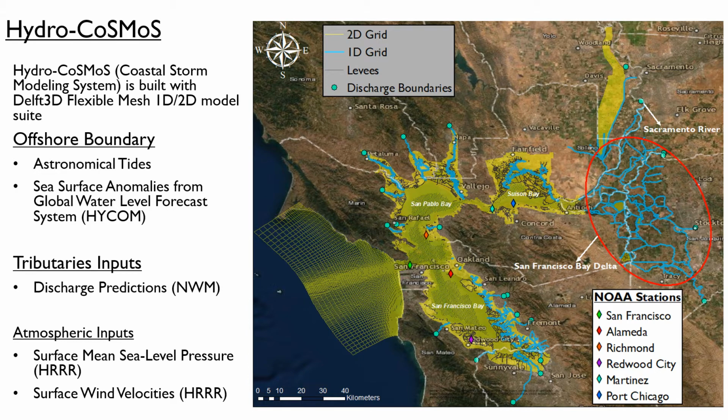model. This forecast system is coupled on the offshore boundaries to a global water level forecast system, HICOM, to import the remote non-tidal residuals. It's also coupled on the discharge boundaries to the National Water Model and uses the forecast data from the National Water Model. And for the surface, we're using the atmospheric inputs from a forecast system, capturing surface mean sea level pressure and wind velocities to simulate water levels within the San Francisco Bay.